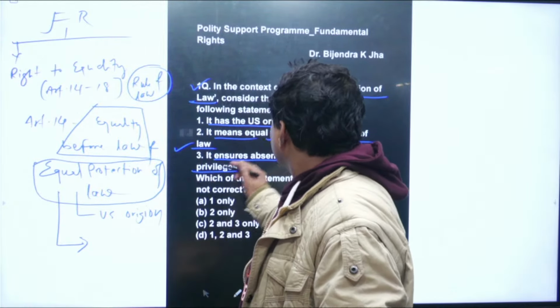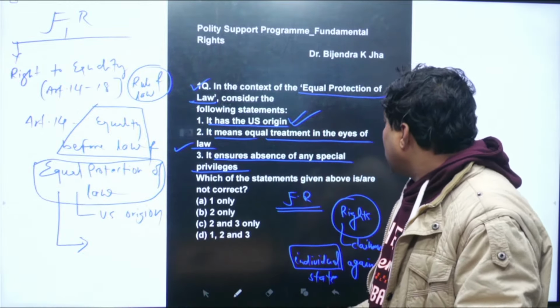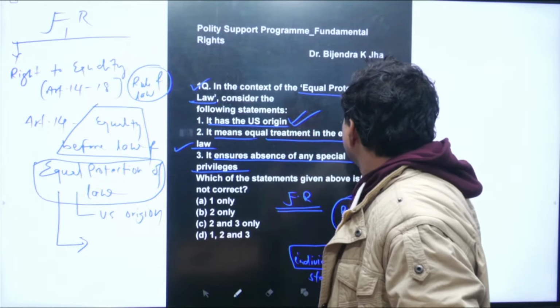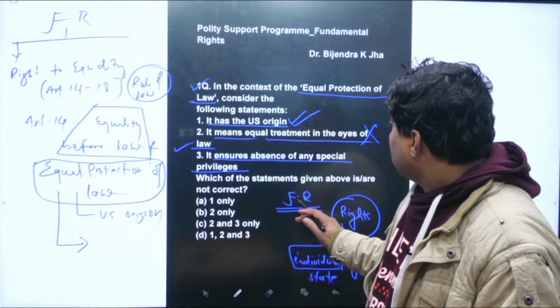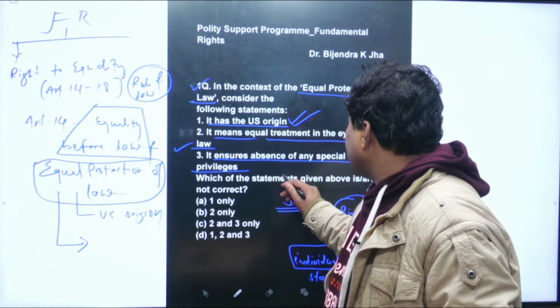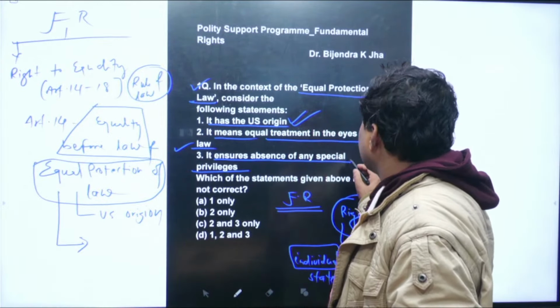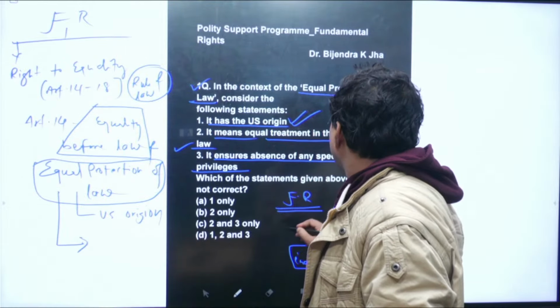Now, so you can find equal protection of law has US origin, and it means equal treatment in the eye of law. No, that is a basic concept of rule of law. Now, it ensures absence of any special privileges. Now, rule of law ensures absence of any privileges. So, this is also incorrect.